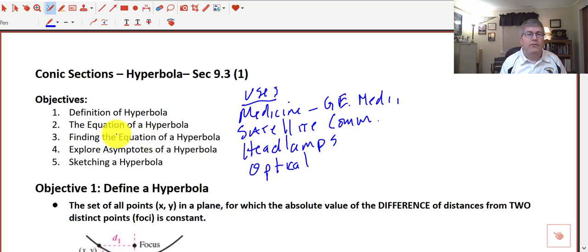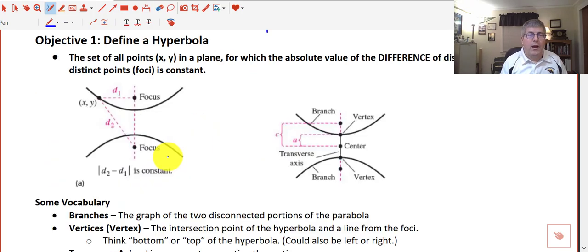The objectives of this video, though: we're going to define the hyperbola, we'll explore and identify the equation of a hyperbola, we'll find the equation of a hyperbola, we'll look at the asymptotes of hyperbolas, and then we'll sketch a hyperbola.